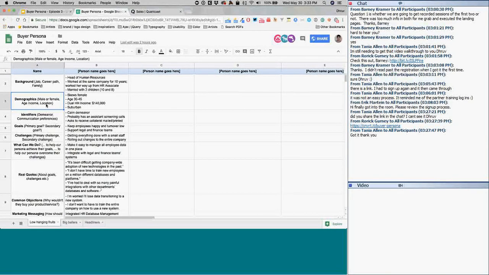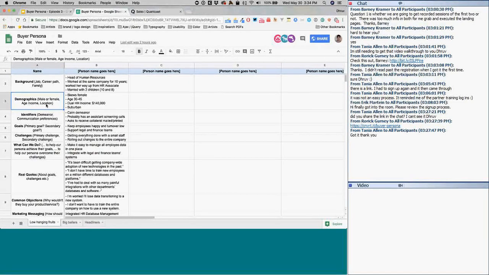Then the thing is, what are their primary goals and what are their secondary goals? So in terms of career goals, what is their goal in the next year or the next 5 years? What is their secondary goal? I have some examples over there: keep employees happy and turnover low, and support legal and finance teams. That could be the goal, right?